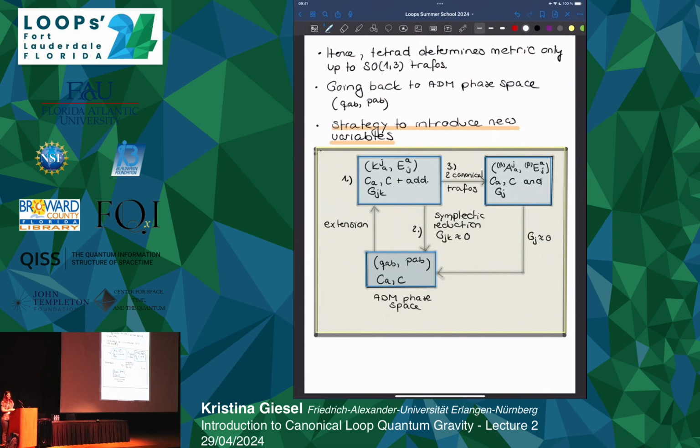The number of degrees of freedom and also the physics is not changed by a canonical transformation. The only thing that changes is the explicit form of the constraints and also the explicit form of the rotational constraint.